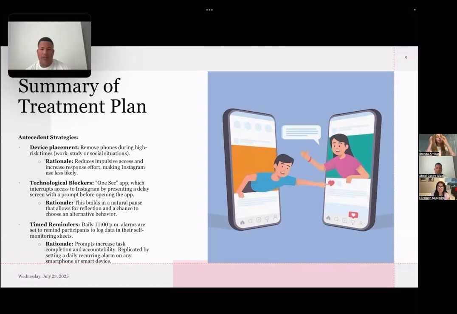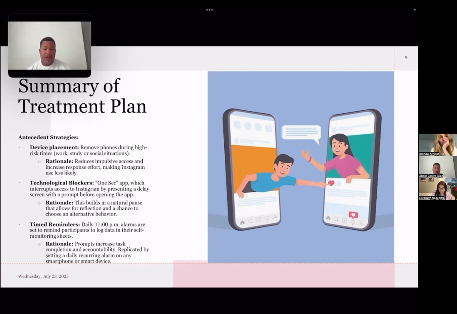For the summary of the treatment plan, the antecedent strategies that we're going to use start with device placement. We're going to try to remove the phone during risk times like work, study, social situations, and doing chores. The rationale is reducing impulsive access and decreasing the response of going straight to Instagram.